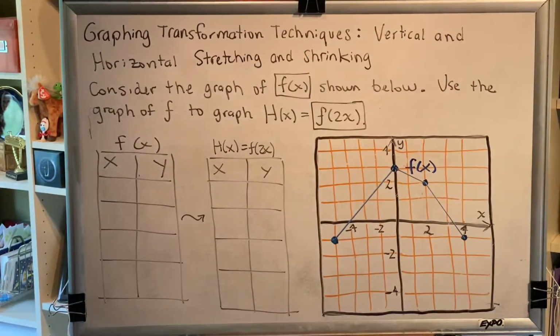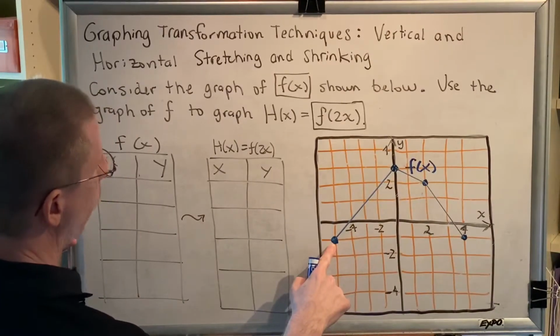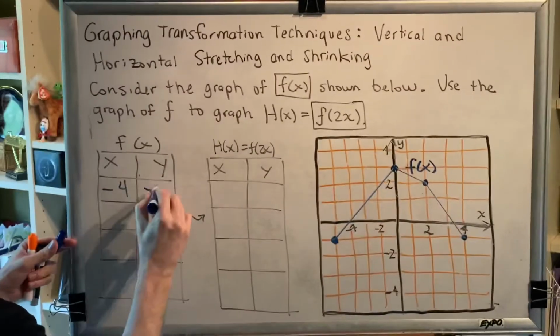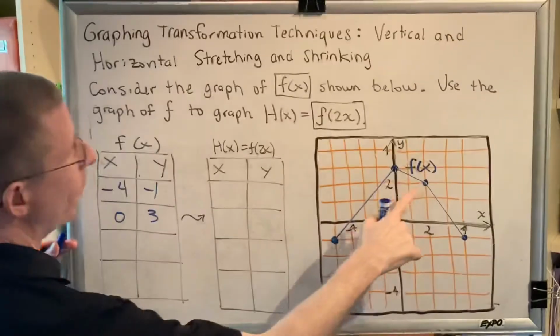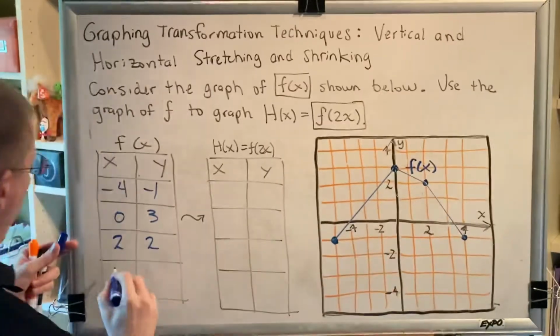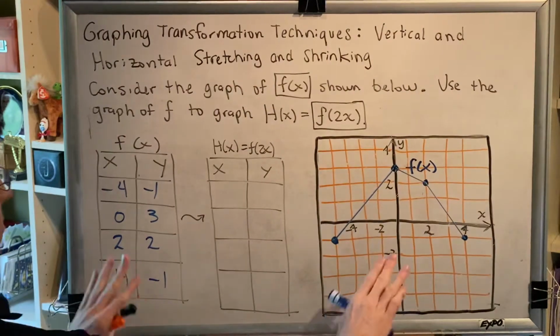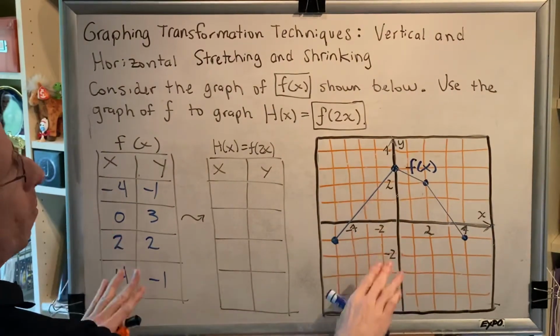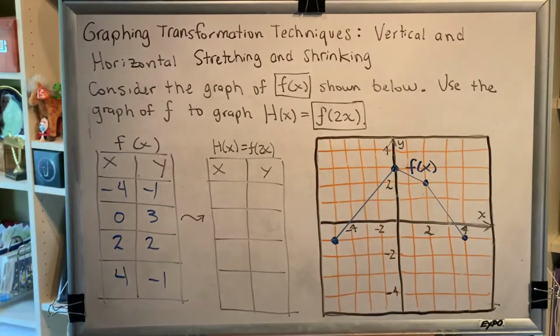So f of x consists of the following 4 points. We've got -4, -1. We've got this point right here, which is 0, 3. We've got this point right here, which is 2, 2. And we've got this point right here, which is 4, -1. Think of this as your parent function, your basic function, your library function, your starting function. Now, let's figure out how to transform it.